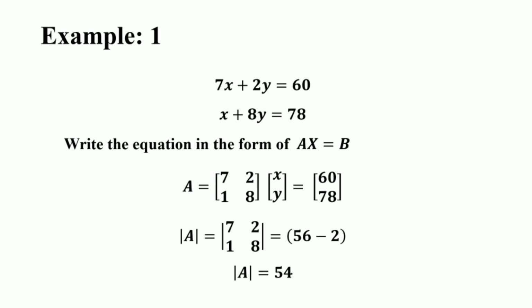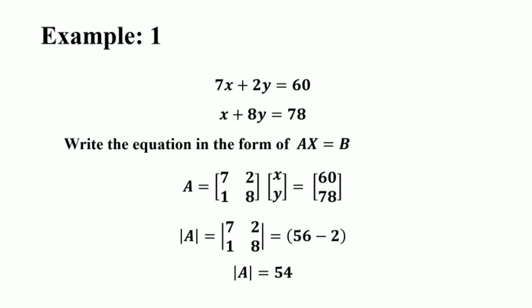Cramer's rule is an easy method for solving a system of linear equations as compared to the matrix inversion method. So here we are taking a numerical example of a system of linear equations for solving the unknowns. The two equations are 7x plus 2y is equal to 60, x plus 8y is equal to 78. First we have to write the equations in the form of Ax is equal to b. Here A is the coefficient matrix, x is the variable matrix and b is the constant matrix.